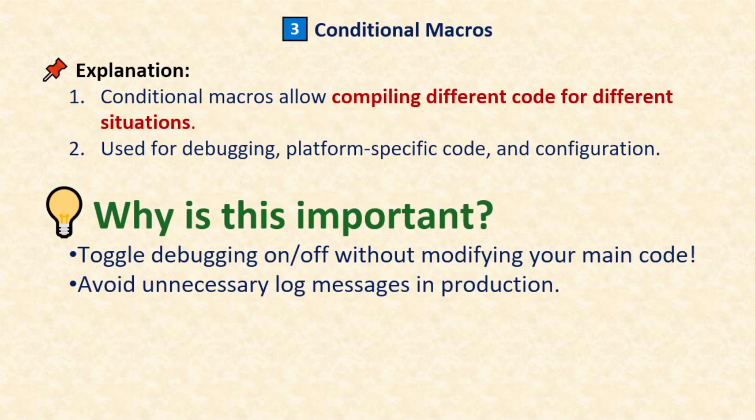Number three, conditional macros. Explanation. Number one, conditional macros allow compiling different code for different situations. Number two, used for debugging, platform specific code and configuration. Why is this important? Toggle debugging on or off without modifying your main code. Avoid unnecessary log messages in production.